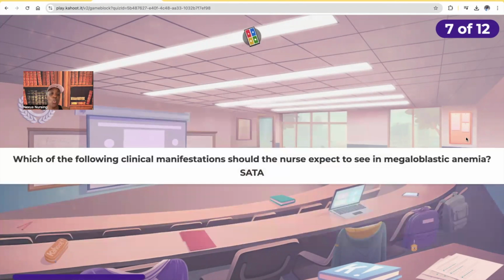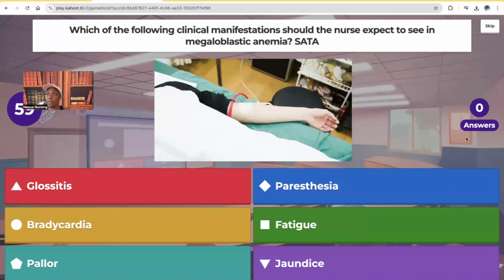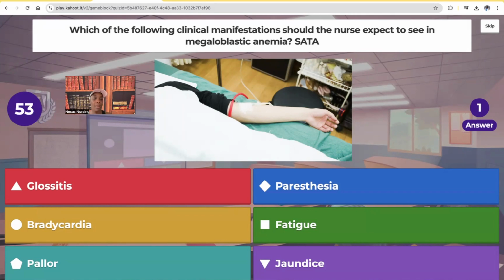Select all that apply. Which of the following clinical manifestations should the nurse expect to see in megaloblastic anemia? Here are the options: glossitis, paresthesia, bradycardia, fatigue, pallor, jaundice. Your patient has megaloblastic anemia. What clinical manifestations, signs, and symptoms would you expect to see?